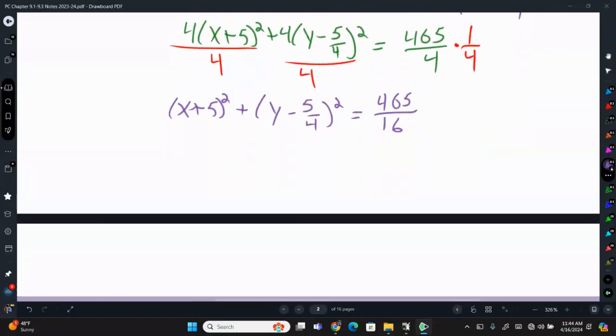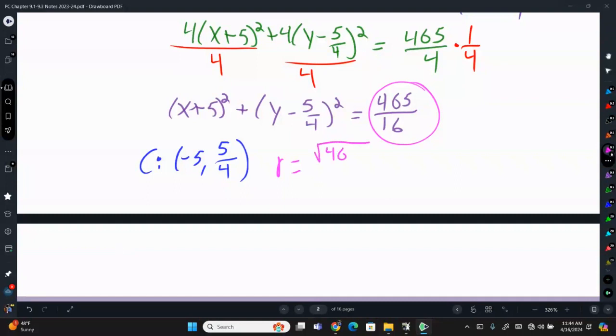All right, so now we have the standard form of this circle. Our center is going to be negative 5 comma positive 5 over 4, just like it was for everything else, the opposite of what you see. The radius now is going to be the square root of this. Well, the numerator is just going to be the square root of 465 over the square root of 16, which is 4. So that is as simplified as we can get this radius.